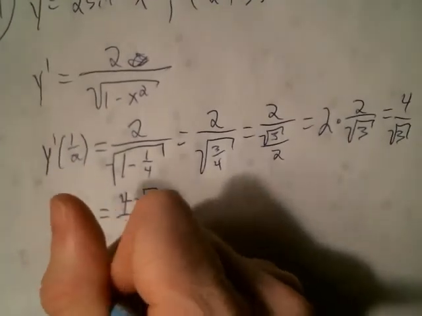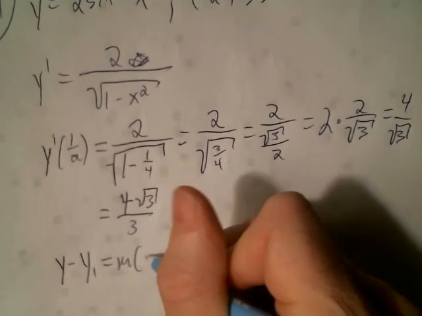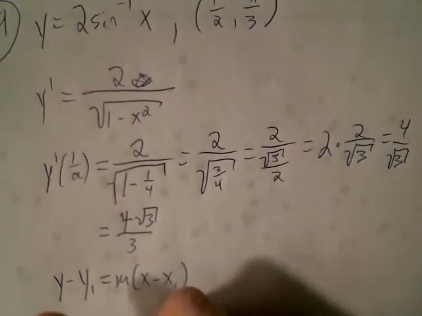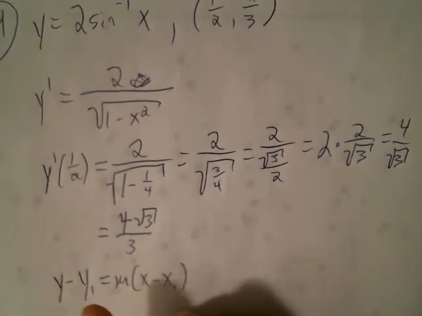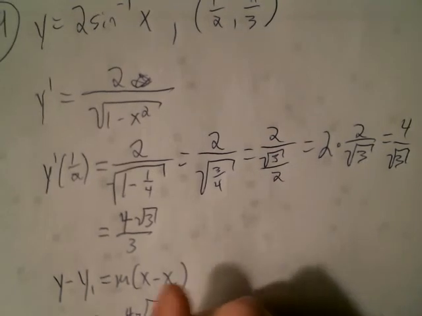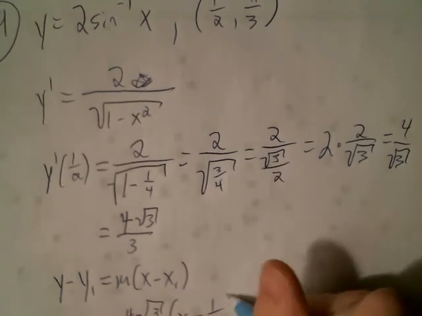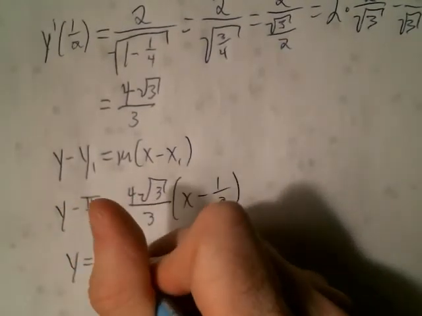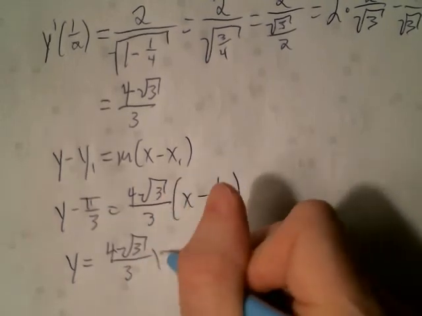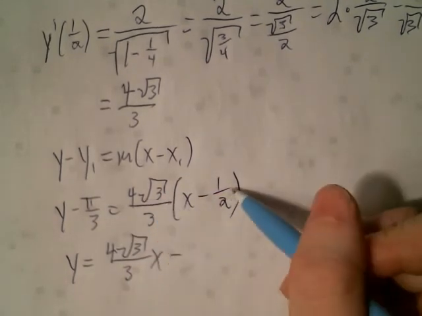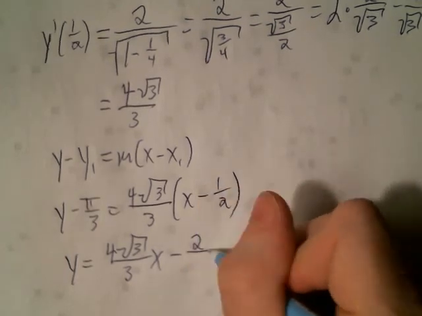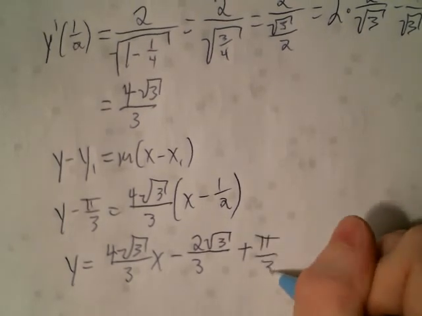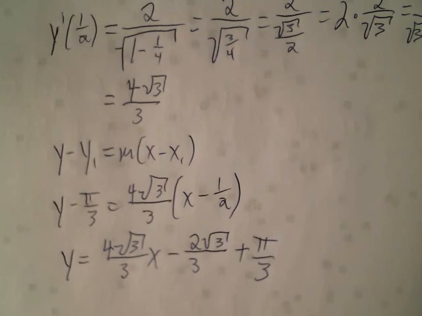Then we need our point slope formula. Y minus y1 is m times x minus x1. And we're just plopping in information. Here's our point, here's our slope. So y minus pi over 3 equals 4 root 3 over 3 times x minus 1/2. And then hopefully clean that up a bit. So you get y equals 4 root 3 over 3 x minus 4/3 times 1/2 is 2/3, so you end up with 2/3 root 3. And then add the pi over 3 to have a nice form going on there. Yeah, so that's pretty much it.